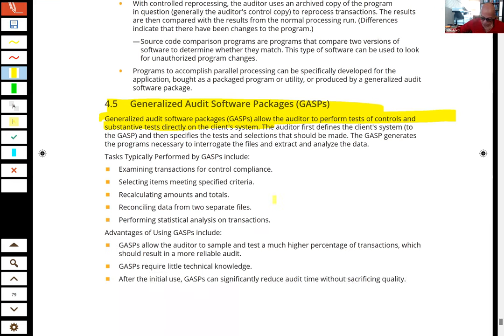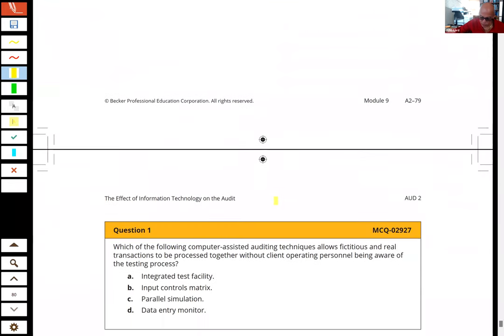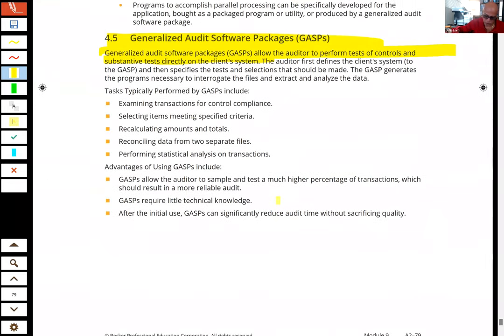So let's go ahead and look at some of the advantages of these generalized audit software packages at the bottom of the page. And the advantages, notice the theme, guys: when advantages are being talked about, I typically have you flashcard that, because the examiners love to ask questions like that.